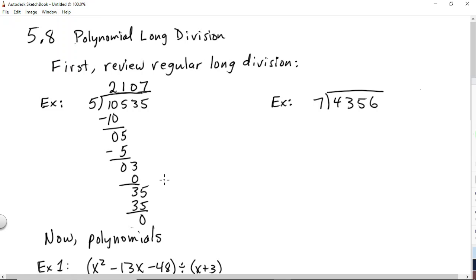Okay, so let's look at one more. 4,356 divided by 7. The 7 does not go into 4 at all, so we go on and say, how many times does it go into 43? Goes 6 times. 6 times 7 is 42. Subtract. We get 1. I should have written a minus sign here and here.